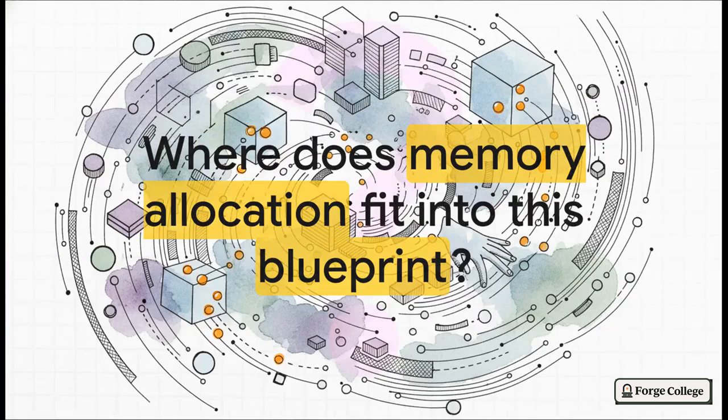I want to leave you with this final provocative thought. As you trace these execution paths, ask yourself, where exactly does memory allocation fit into this architectural blueprint? How does the EVM decide to give you that space? Ponder that as you highlight your diagrams.